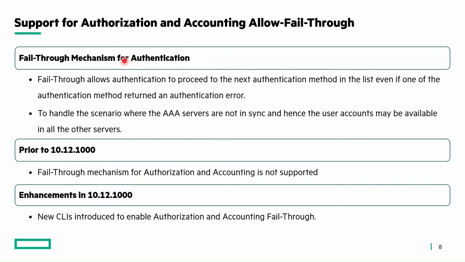As I said earlier, prior to the 10.12,000 release, the fail-through mechanism for authorization and accounting was not supported. It was available only for authentication. With the enhancement in the 10.12,000 release, new CLIs are introduced to enable authorization and accounting allow fail-through.